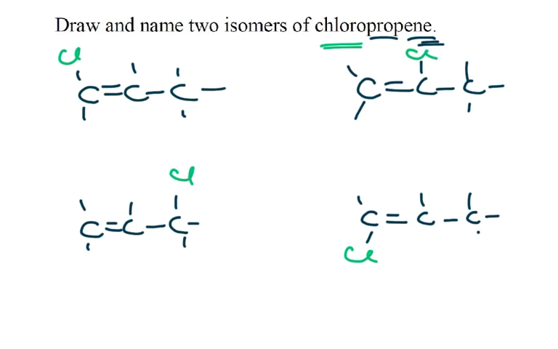So here's what's happening. This first one here, we're going to call that 1. Now the numbering on this is kind of tricky. Where there's a double bond, the double bond defines where you're going to number. You're always going to number closest to the double bond. So on all of these, this one here is carbon number 1, the one on the left, because it's closest to the double bond. So 1, 2, 3, 1, 2, 3, 1, 2, 3. And so this first one here is going to be 1-chloropropene.